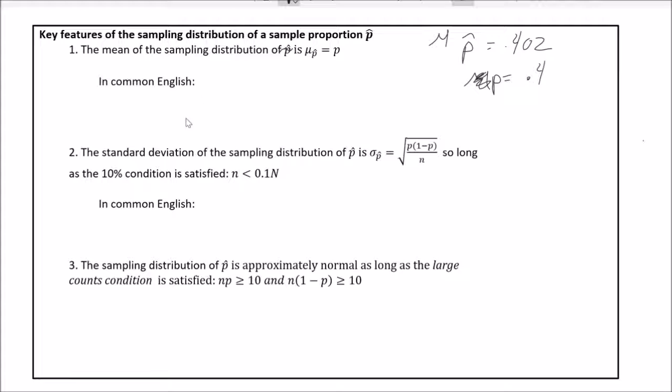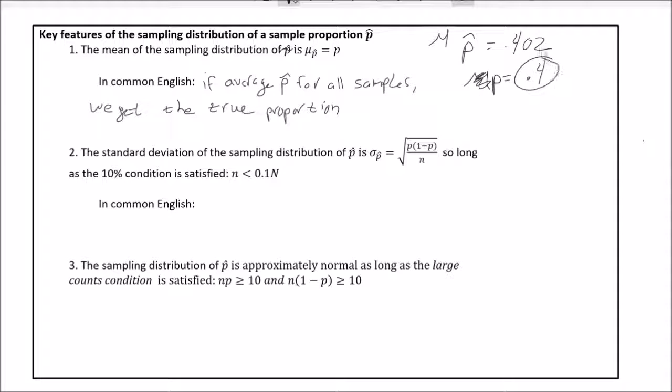So how would we phrase that in common English? If we average p hat, the sample proportion, for all samples, we get the true proportion. And this is our true proportion here because that's what we were told.